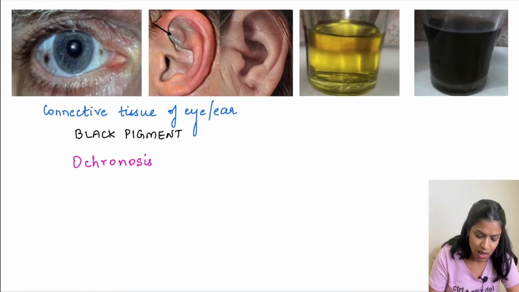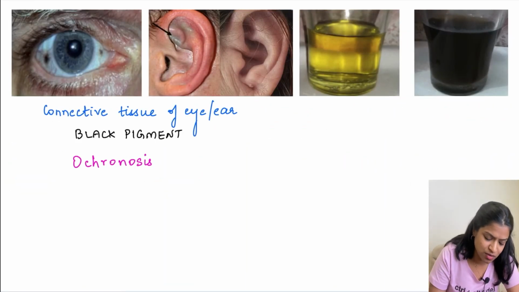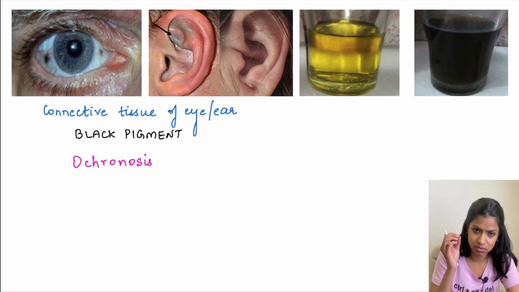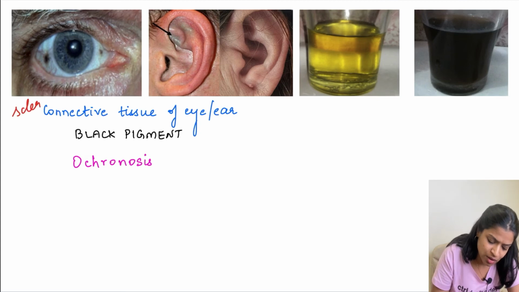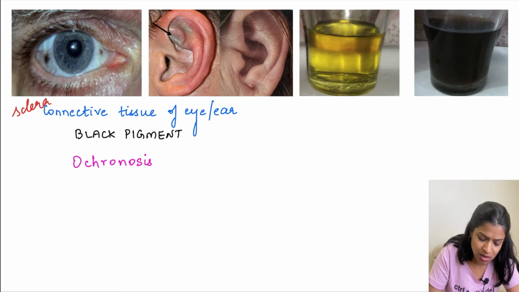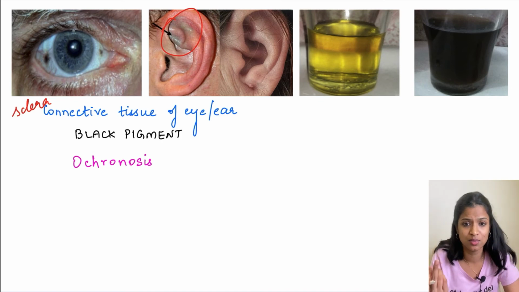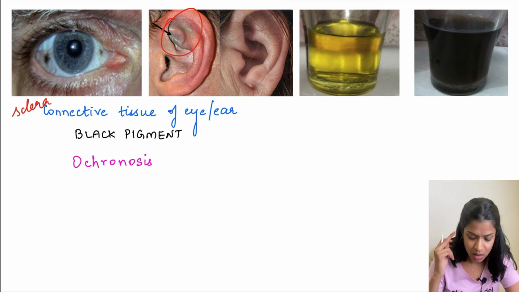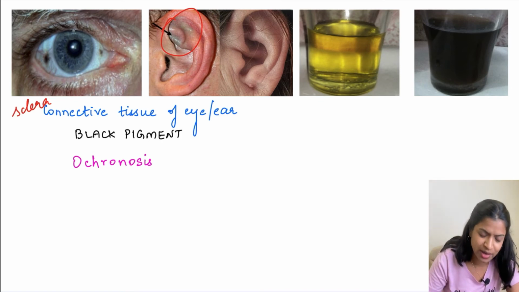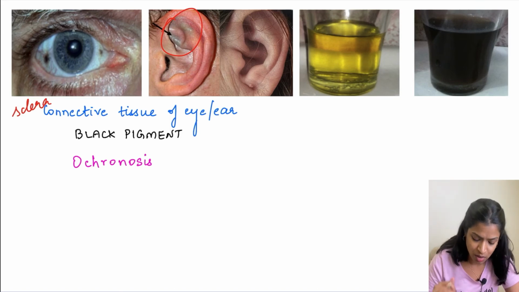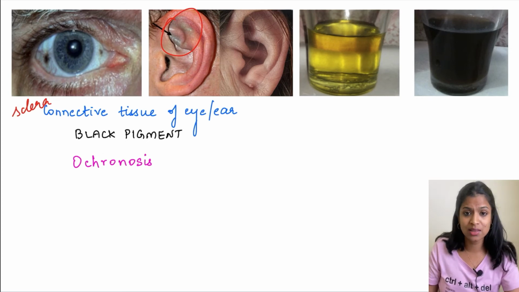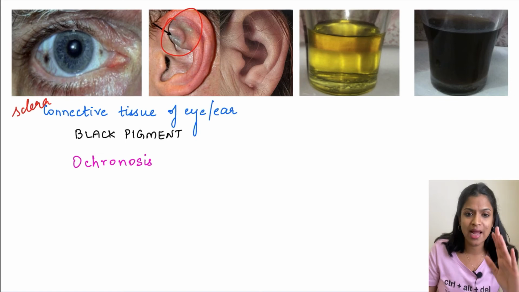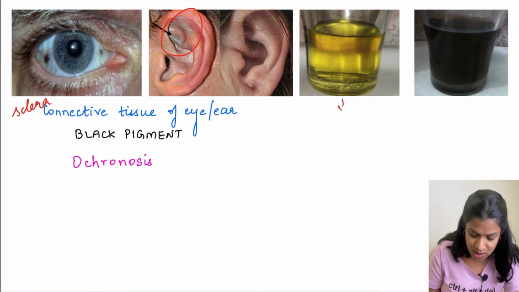The first image is showing the deposition of the homogentisic acid, which is a black pigment, in the sclera of the eye. The second picture is showing the characteristic deposition of homogentisic acid in the ear cartilage. It gives a bluish black color to the ear. The next image is of the classical history of this Alkaptonuria, which will be given like this: the urine on standing becomes black. So this is the normal urine.